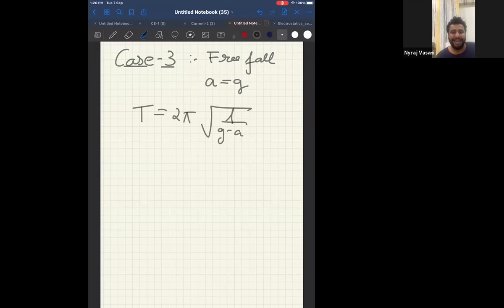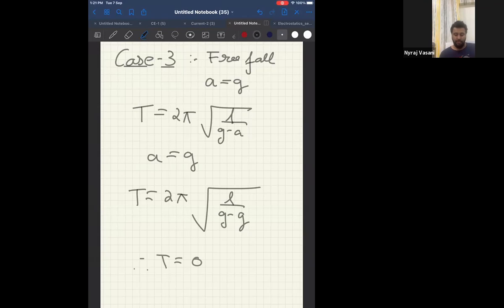Actually, that was with constant acceleration. Now, can I say my A also became equal to G? If A became equal to G, can I say T will be equal to 2 pi root L by G minus G? Therefore, T will be equal to 0? Sorry, T will not be equal to 0, T will be equal to infinity. G minus G will be equal to 0 and 1 upon 0 will be infinity. Now, what does T equal to infinity mean? That means the time period is infinite for oscillation. That means it does not oscillate.